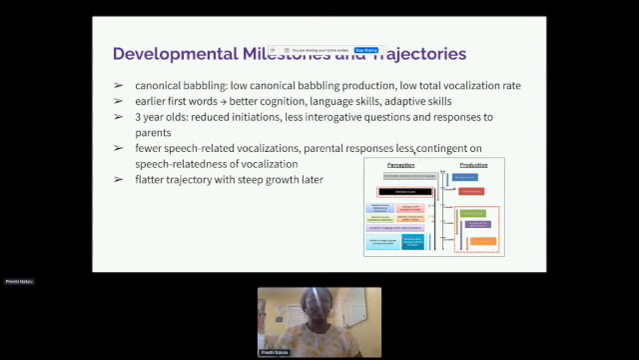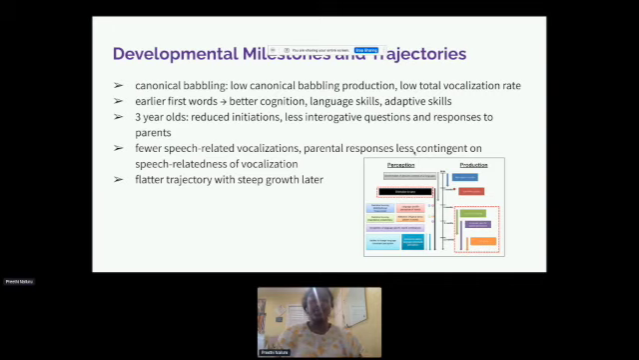A little later in life, children with autism show fewer speech-related vocalizations, and the parental responses are less dependent on the speech-relatedness of the vocalization. This could be due to the increased parental attention that children with autism receive.